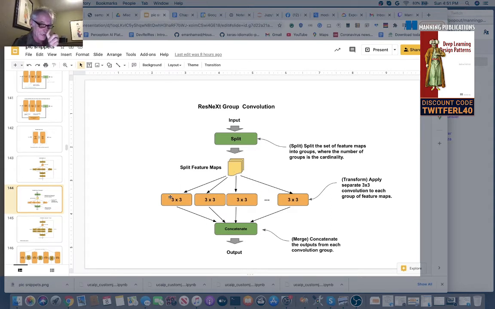Then each one of those mini sets of feature maps goes through a separate 3 by 3 convolution. So with 80 feature maps and 8 partitions, I have 8 partitions in my group, 10 feature maps each. Each one goes through its own 3 by 3 convolution in parallel. That's what they call the transform. Then I take all their outputs and concatenate them back together, as if they had all gone as a single batch through a single 3 by 3. That's the merge operation, and that's the only thing they did different. See if anybody's got some questions.